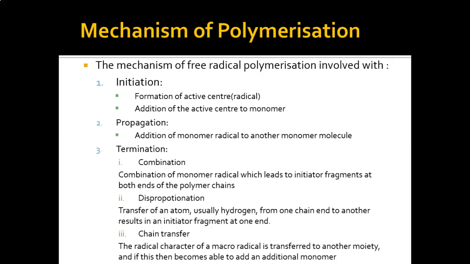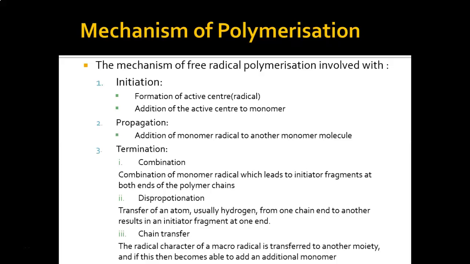Okay, so for the termination process, propagation will continue until some termination process occurs by the reaction of a polymer radical with another polymer radical or with a primary radical, which is also known as primary termination. So for termination, we have three types of mechanism, which are by combination, by disproportionation, and also by chain transfer. So we look at combination first.